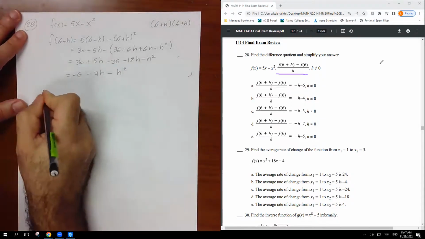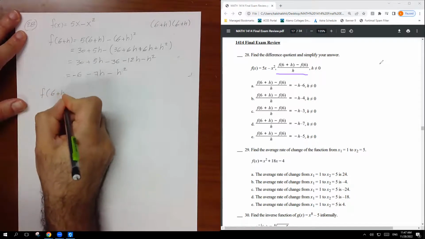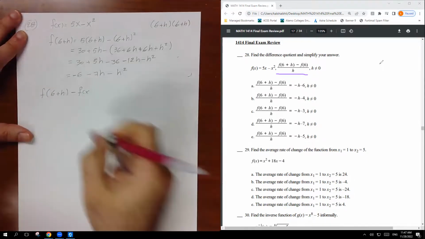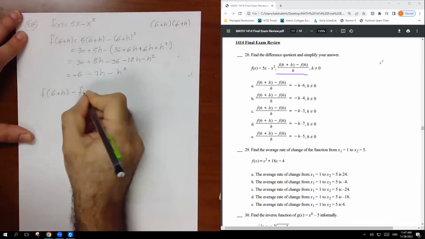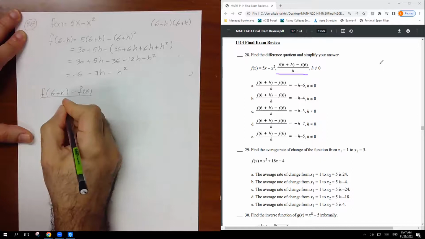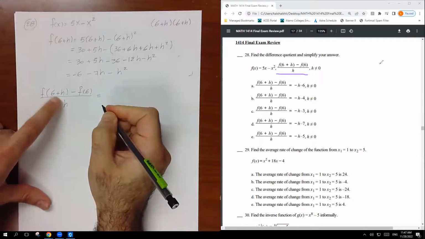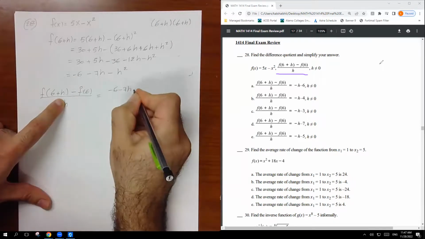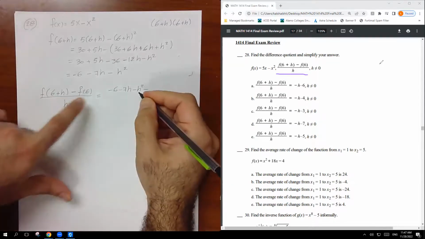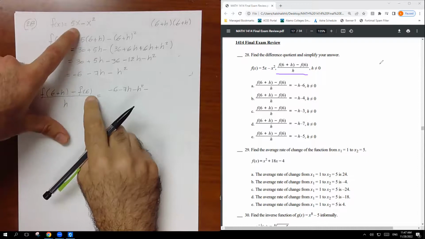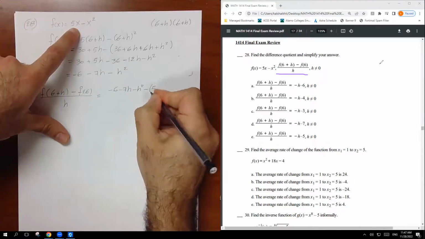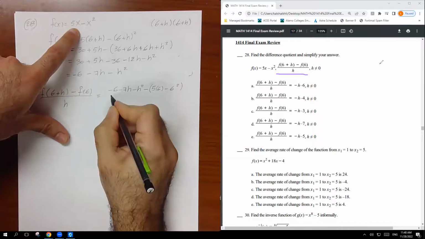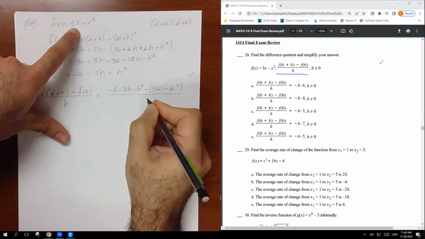Now to use the rule, it says f of 6 plus h minus f of 6, over h. We already have f of 6 plus h here. So it's going to be negative 6 minus 7h minus h squared minus f of 6. That means you're going to plug in 6 here. So it's going to be 5 times 6 minus 6 squared, and everything is divided by h.